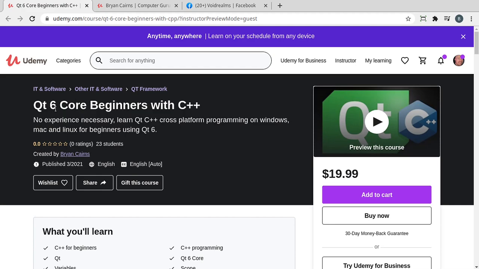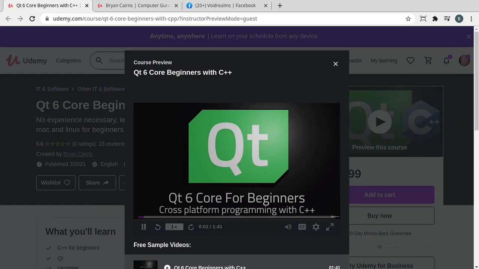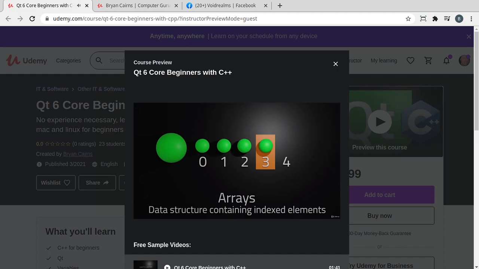I just released Qt 6 Core for Beginners with C++. This is an entry-level course, designed with the complete beginner in mind. So if you know very little C++ or very little Qt, this is really the starting point. This is going to walk through the beginning.